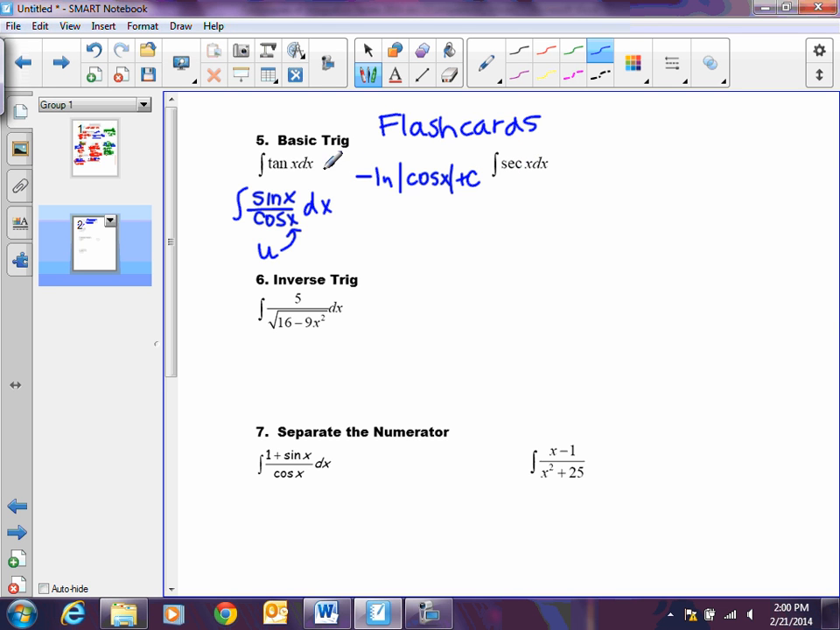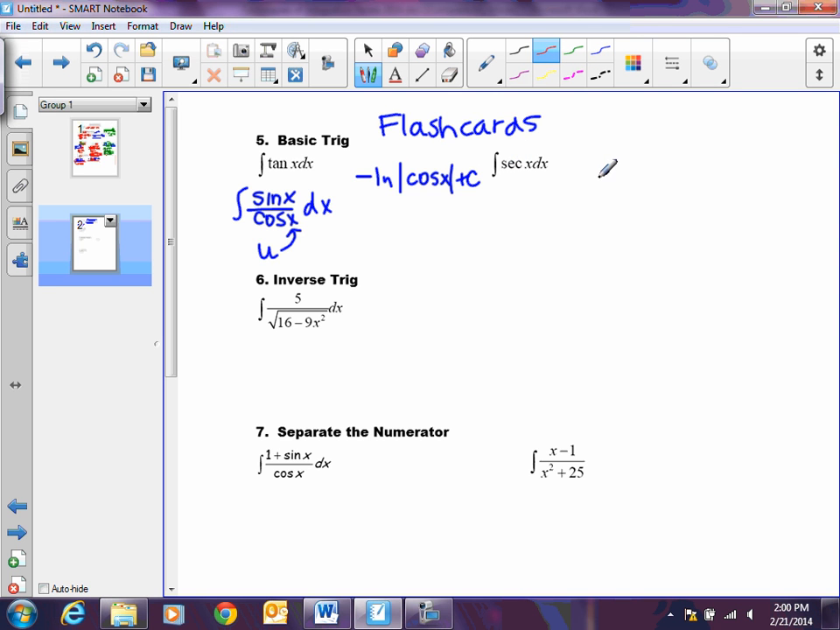All right, before we do secant, if the integral of tan x is negative natural log cosine x plus c, what is the integral of cotangent x? Natural log sine x plus c. Okay, so they're related that way. If you know one, you should be able to know the other. Okay, so now we do secant.